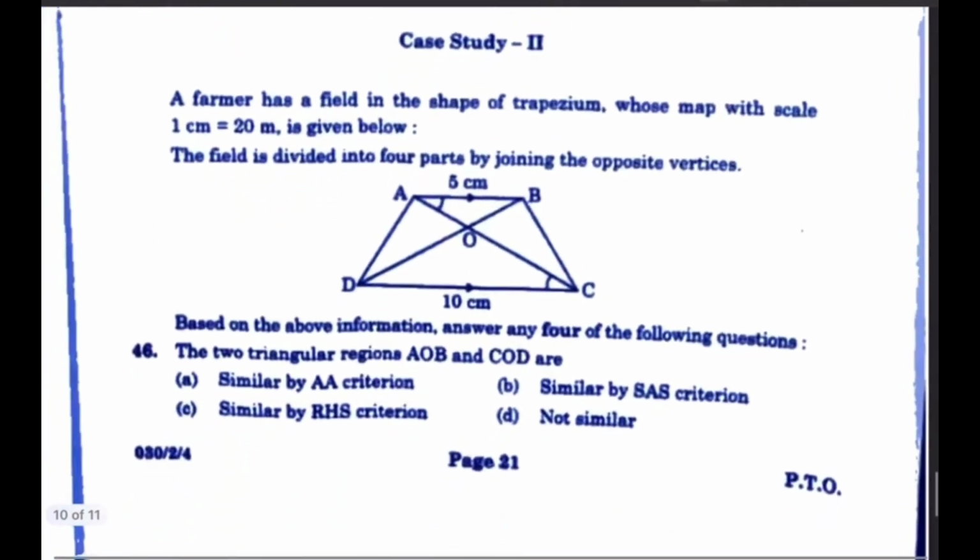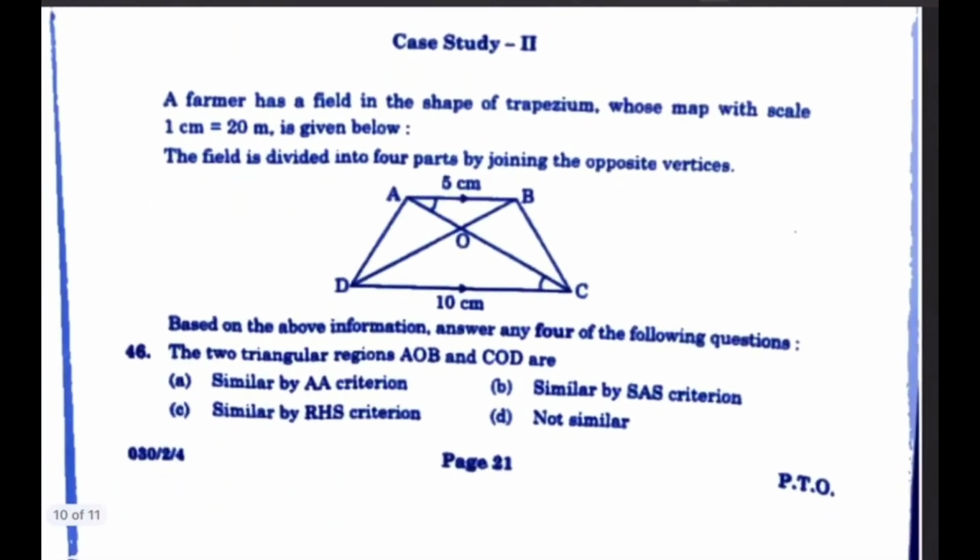Okay. Field in the shape of a trapezium whose map with scale 1 centimeter equal to 20 meter is given below. Okay, fine. We just have to finally do the 20 meter thing, probably. The field is divided into 4 parts by joining the opposite vertices. Okay. Answer any 4 of the following. Let's try it and answer everything.